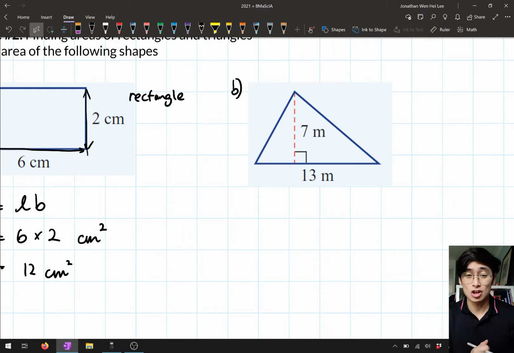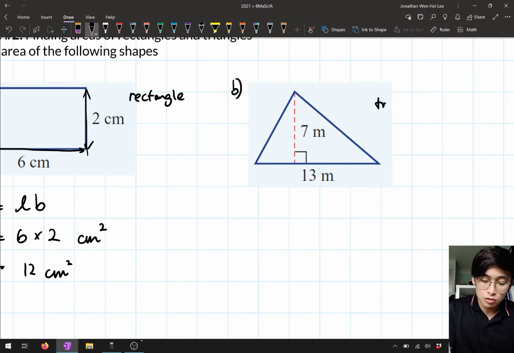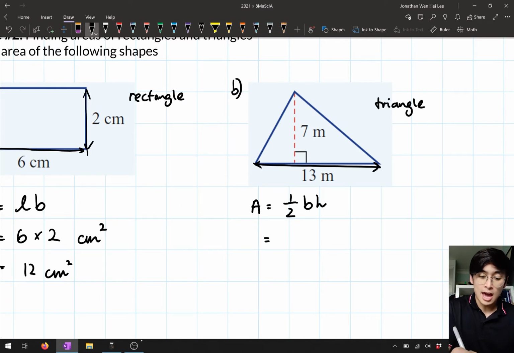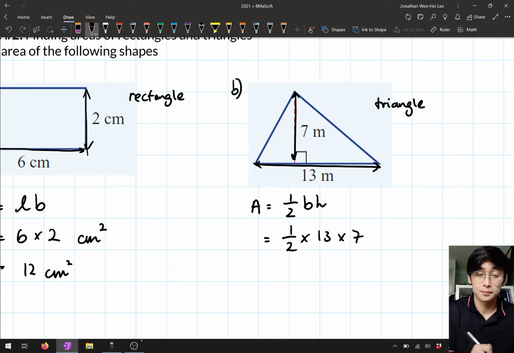Now this one here, this shape, this is a triangle. And so the formula for the area of a triangle is half BH, half times the base times the height. So here we need to find what the base and the height are. So if I have a look at my diagram, my base is my 13 meters here, and my height is this 7 meters here. So I'm going to write half times 13 times 7.